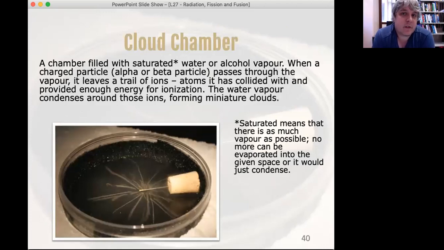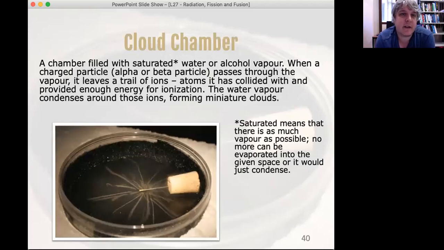Sometimes we're not so interested in whether there is radiation present in the environment, but we want to observe the radiation that comes out of a specific thing. So a cloud chamber is a good way to do that. A cloud chamber is a little chamber, so that is a closed petri dish type chamber. So it's a little plastic dish that we're looking at in that photograph.